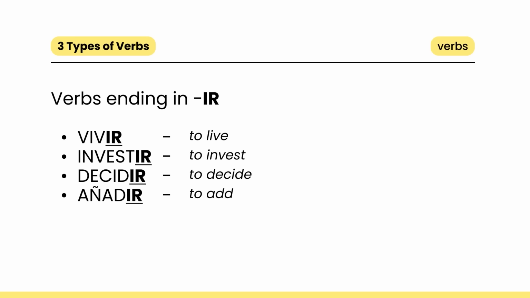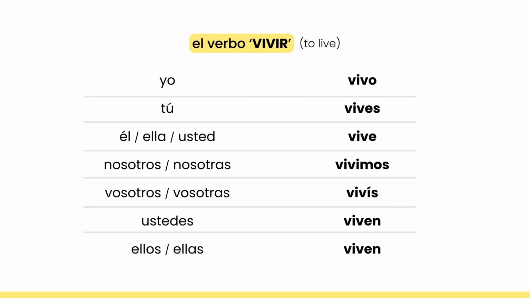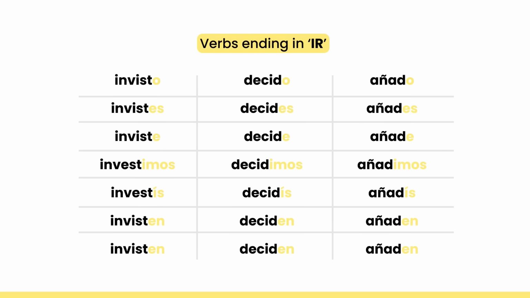Now, of course, we also need to talk about our last ending, which is the IR ending. So verbs that end in IR. So for example, vivir, which means to live, invertir, which is to invest, decidir, which is to decide, or añadir, which means to add. So let's look at vivir, for example, which is the Spanish verb for to live in English. And as we can see, the stem always consistently stays the same. And then we can take those endings and look at them separately and use them to correctly conjugate other verbs that also end in IR in Spanish. So for example, invertir, decidir, and añadir.